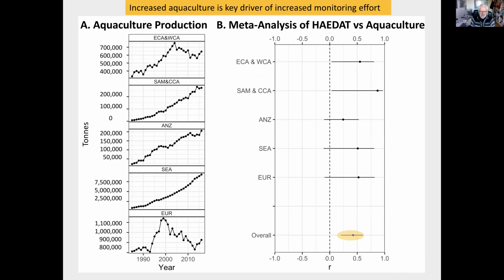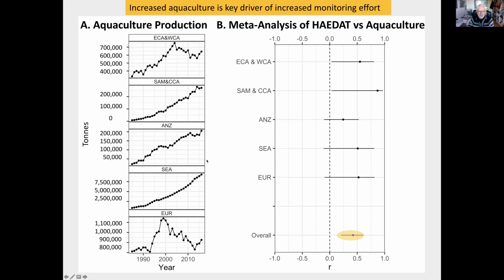Then we started to look at one of the first key drivers. So these are data on aquaculture production in different parts of the world. We grouped them slightly differently. East Coast and West Coast America, significant increase. South America, and Central America and the Caribbean, an increase. Australia, New Zealand, increase. Southeast Asia, a major increase in aquaculture production. In Europe, it peaked around 2000 and actually is going down. It's probably that there is not enough coastal water left where you can put in fish or shellfish farms.